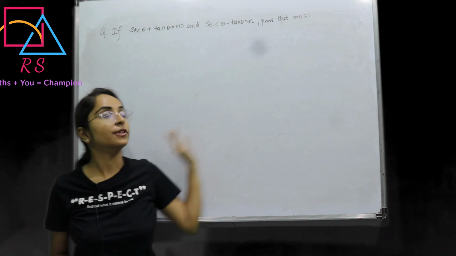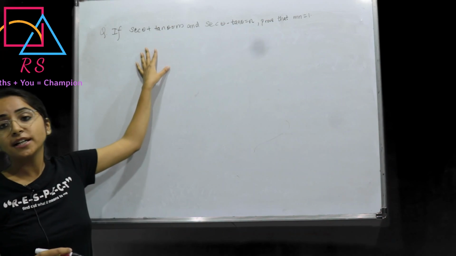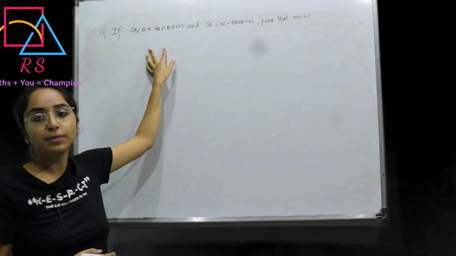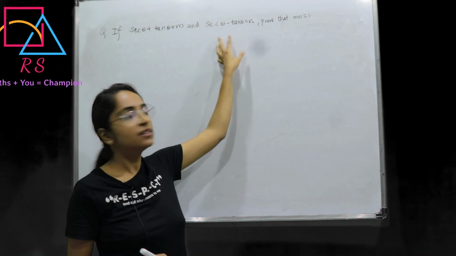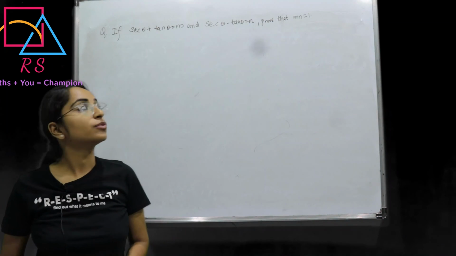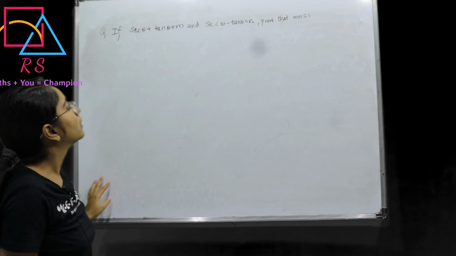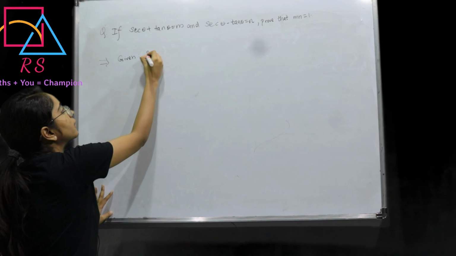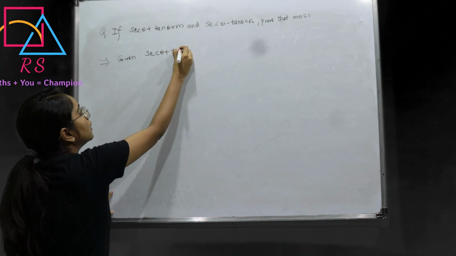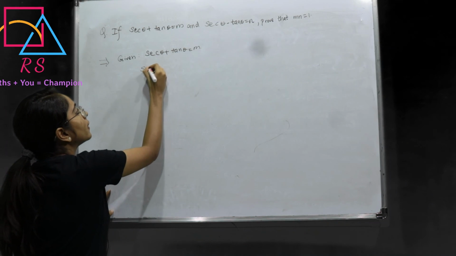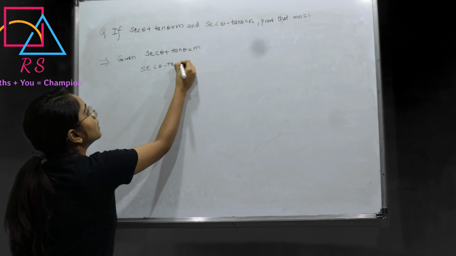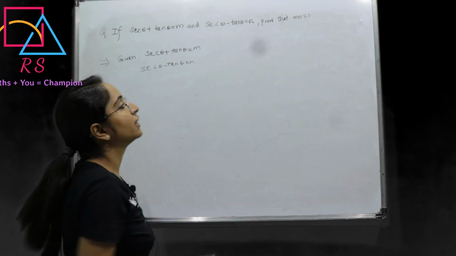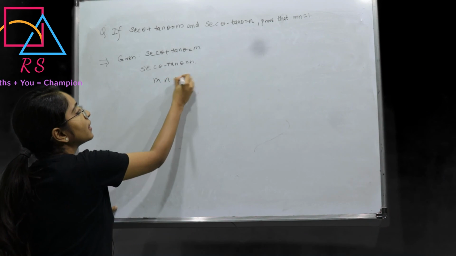This is a simple question which we are going to solve. Here sec theta plus tan theta is m, it is given, and sec theta minus tan theta is n, so we have to prove that m into n is 1. So I will write the given part: sec theta plus tan theta is equal to m, and sec theta minus tan theta is equal to n. This is the given part, and I have to prove mn is 1.